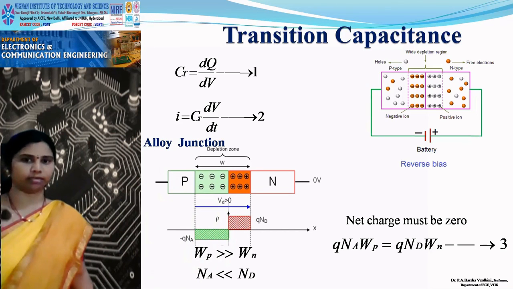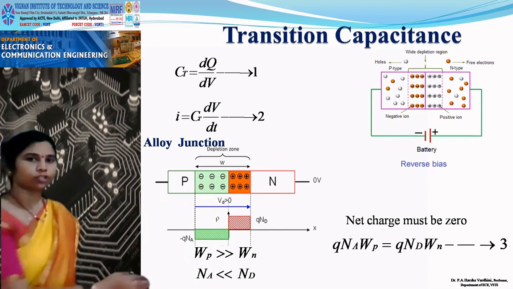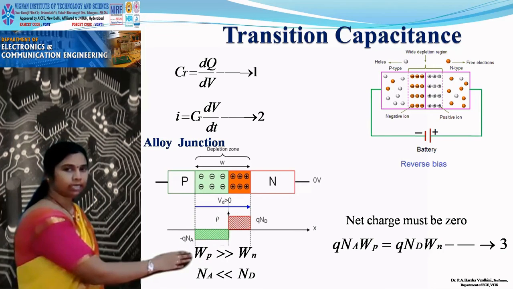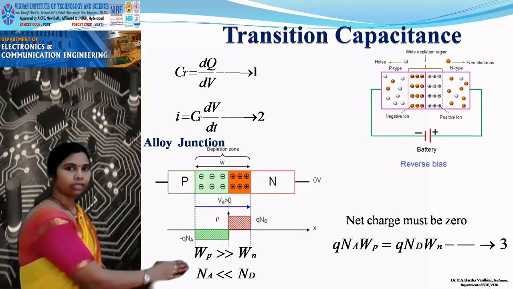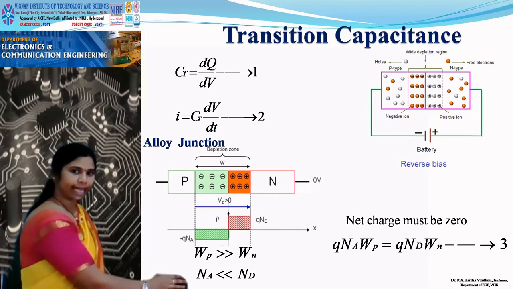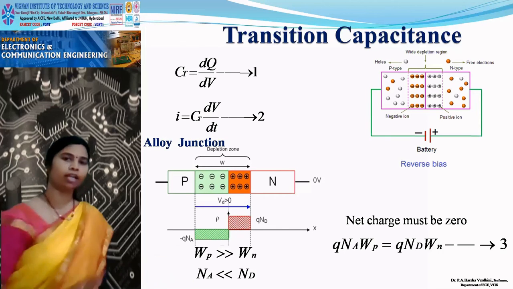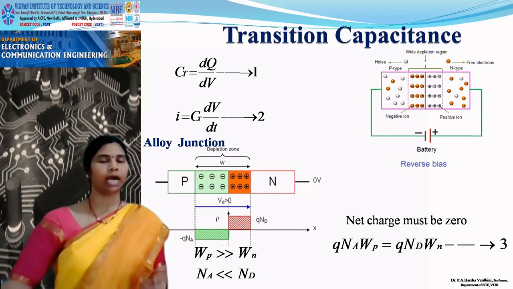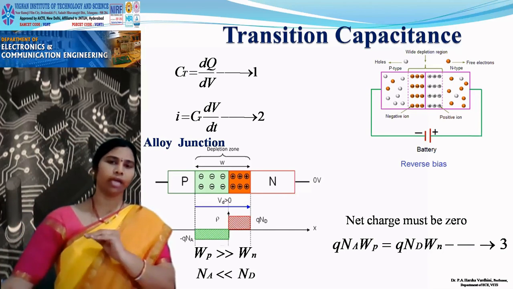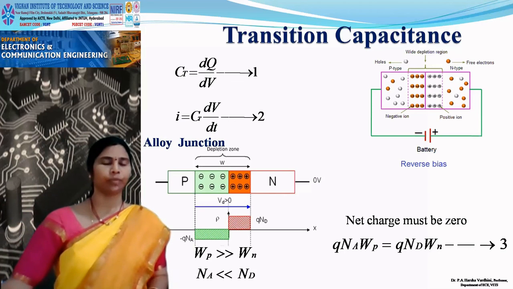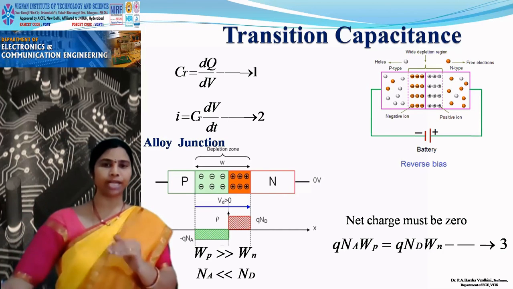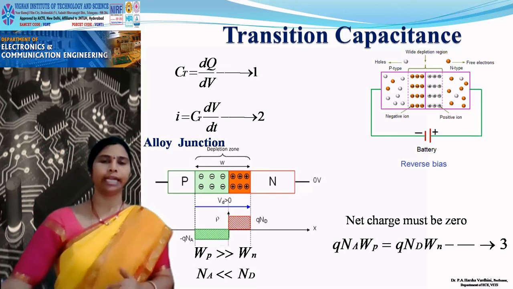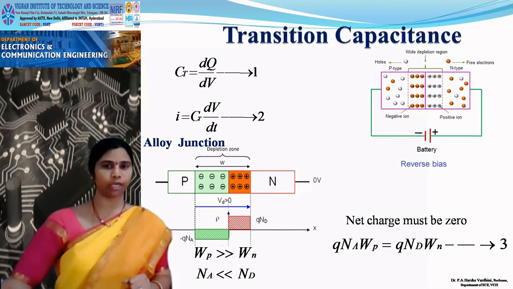I hope you are seeing the equation below this. This equation is describing the width. This equation is describing the concentration. This is the y-axis, this is the x-axis. Now, once you have got your alloy junction diode and you have biased it, you have a constant depletion layer. But you should have a particular thing where it is electrically neutral. Electrically neutral means the net charge must be equal to 0.